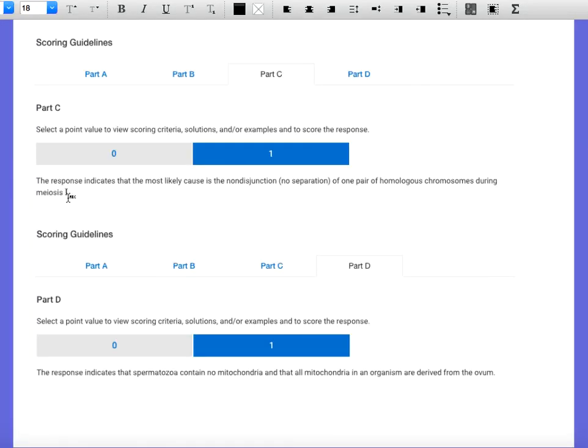All right. So this response indicates that the most likely cause is nondisjunction of one pair of homologous chromosomes during meiosis 1. And the response indicates that spermatozoa contain no mitochondria. All mitochondria in an organism are derived from the ovum.